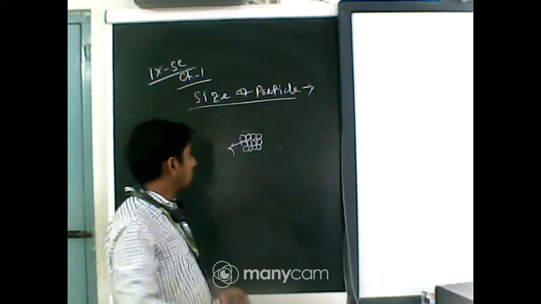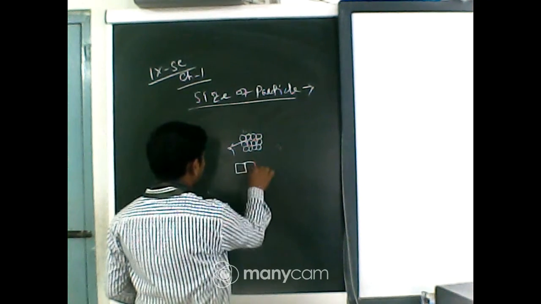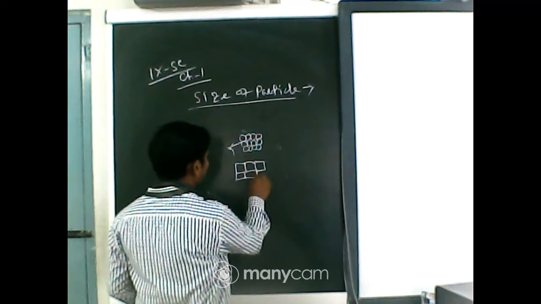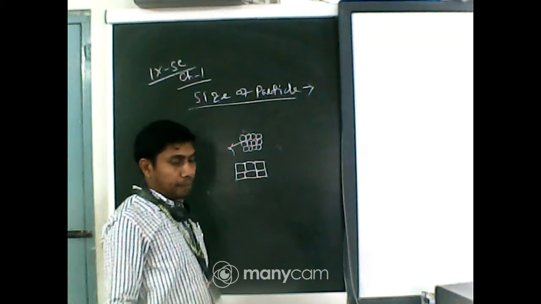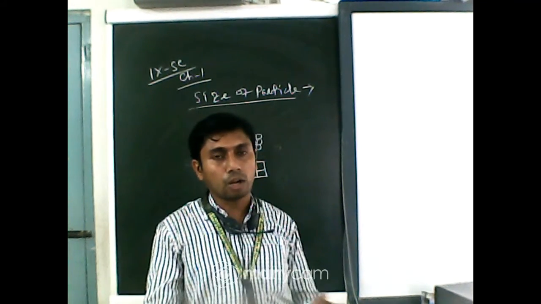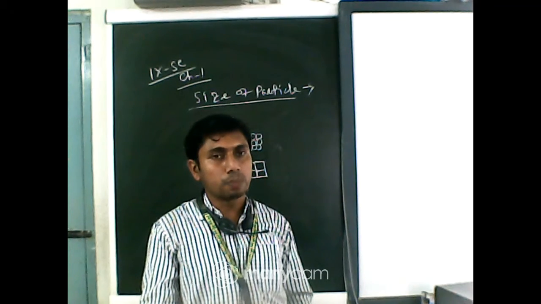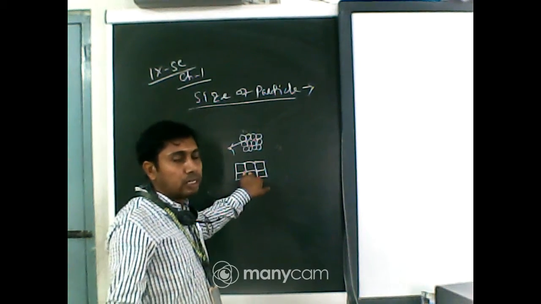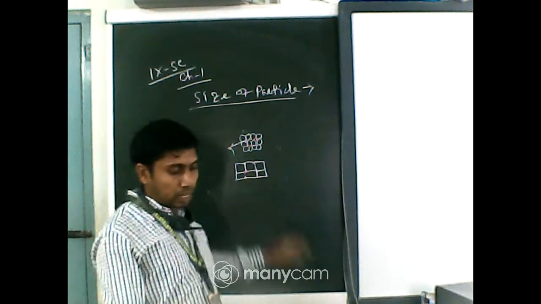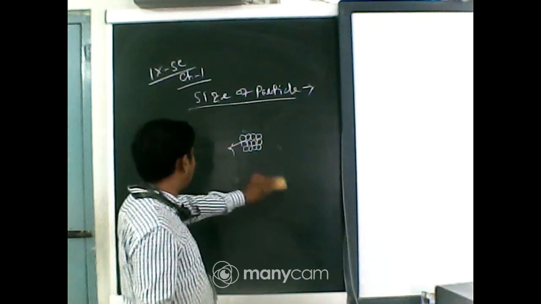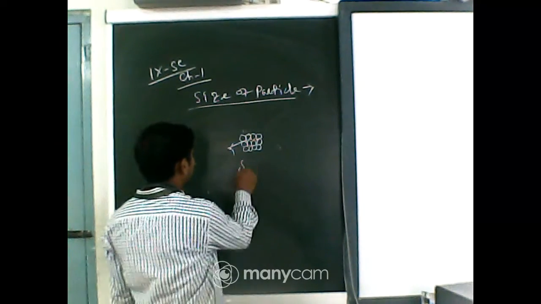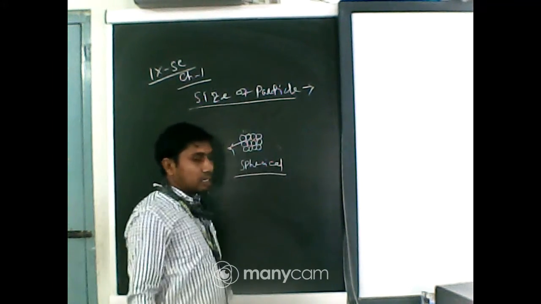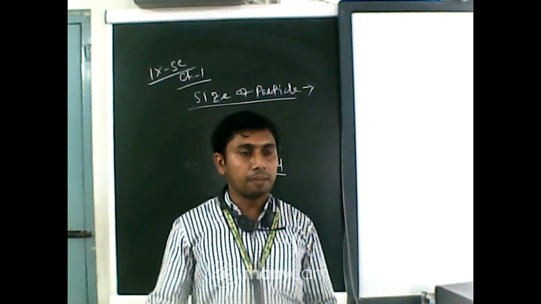But if the particles were square and packed in a concise manner, there would be no space, so no intermolecular or interparticle space would be there. But we assume them to be spherical in nature, so in between these spheres they have some space.